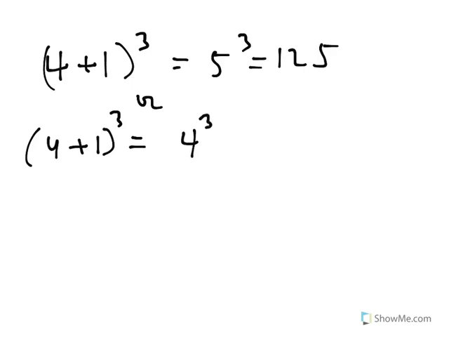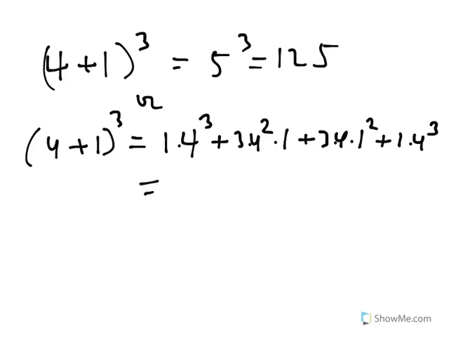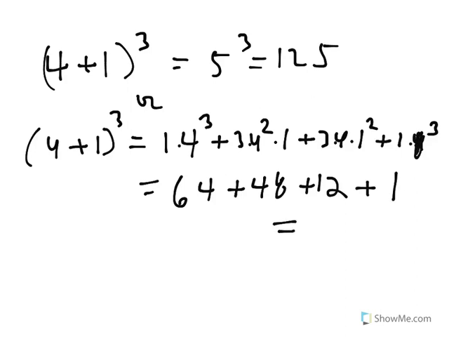Well, it would look like this: 4 to the third plus 4 squared times 1 plus 4 times 1 squared. And the coefficients would be 1, 3, 3, 1, which would become 64 plus 48 plus 12. Whoops, that should be plus 1 to the third, plus 1, which would again turn into 125. Now this might seem like an unnecessary way to do that, but it would work.